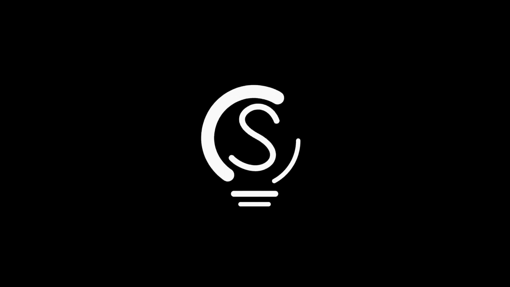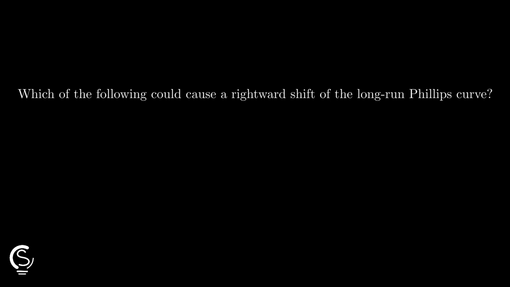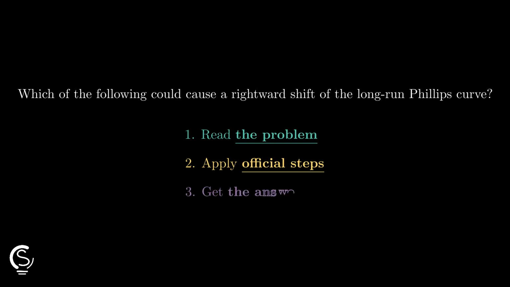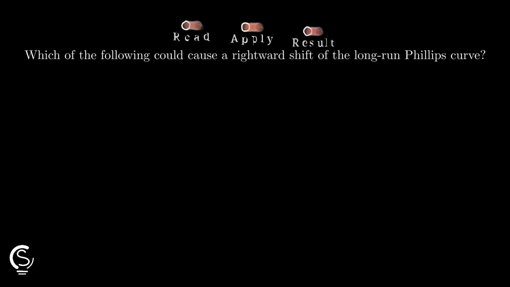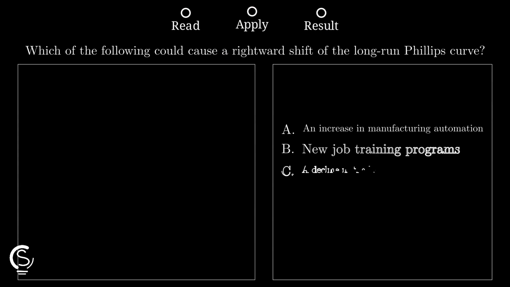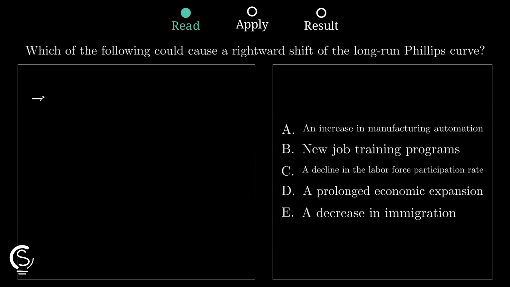Let's level up. Phillips curve question coming fast. We just need what shifts the long-run curve right, and that means finding what raises the natural rate of unemployment. Start with the long-run Phillips curve itself. It sits at the natural rate of unemployment, so a rightward shift means that natural rate increases, not just temporary inflation or short-run movement. Now check the choices by that rule.